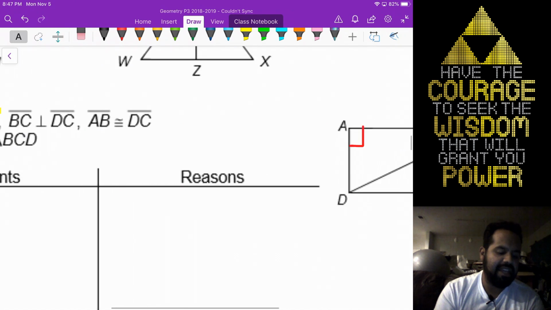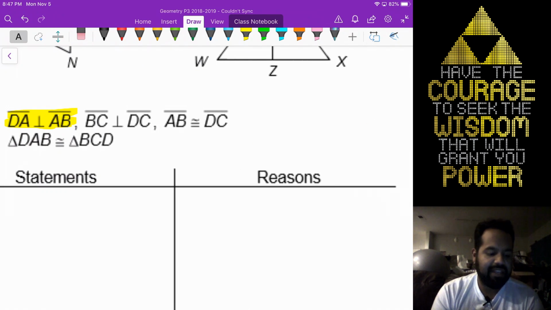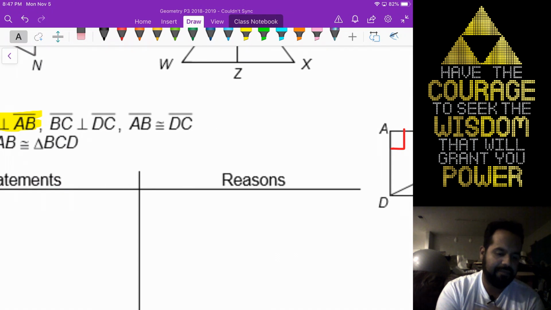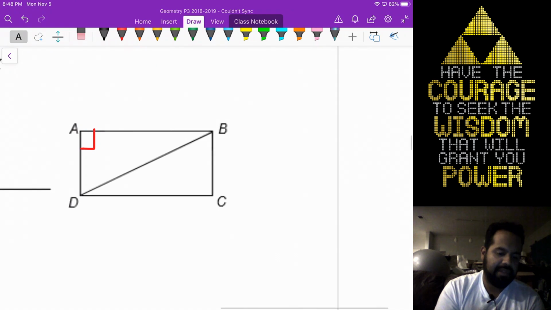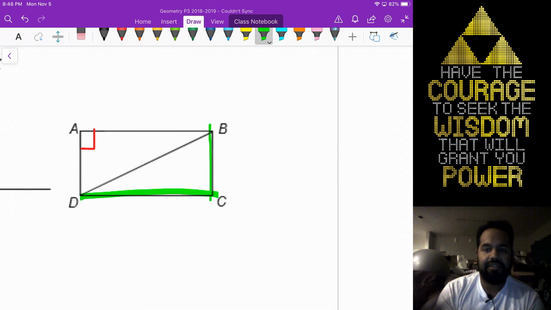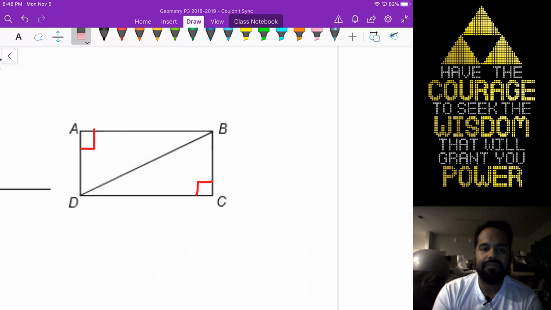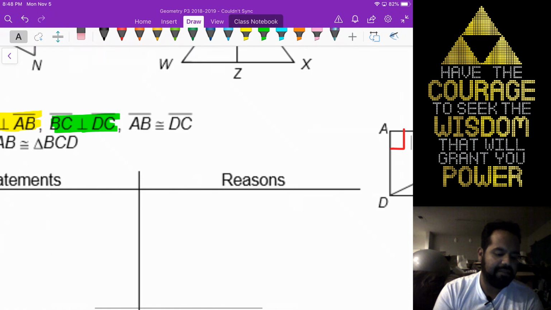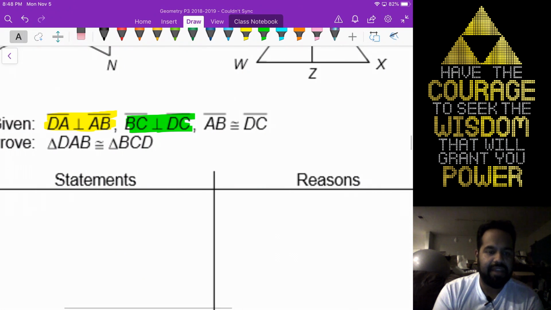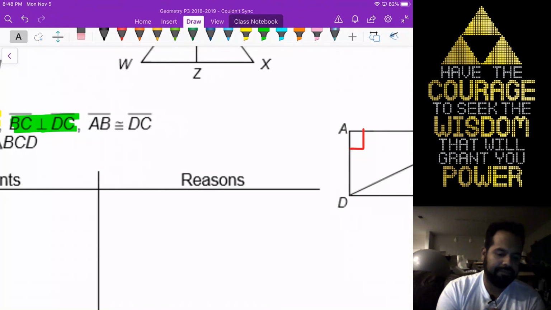Now if I look back at the next one, now it's saying BC and DC. So that is what's going on here. So we got this line there and this line there. Those two lines meet and form again a right angle. Okay, that's 2 givens down. Last one to go. AB is congruent to DC.